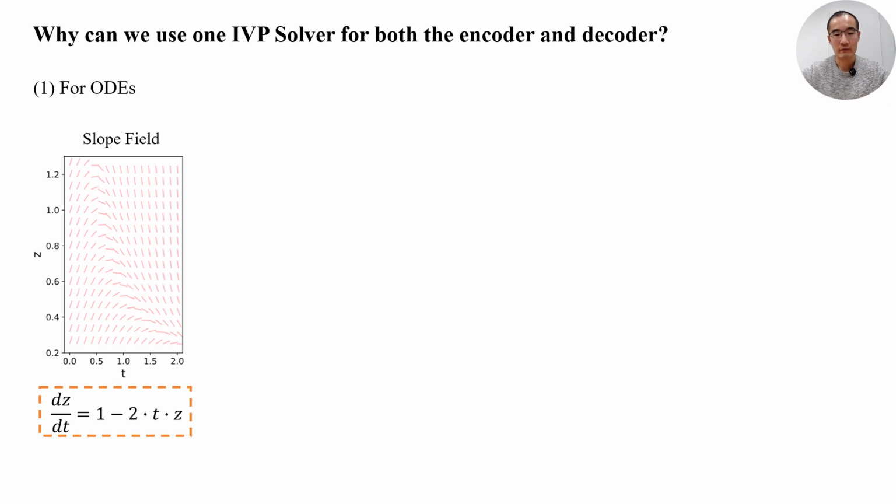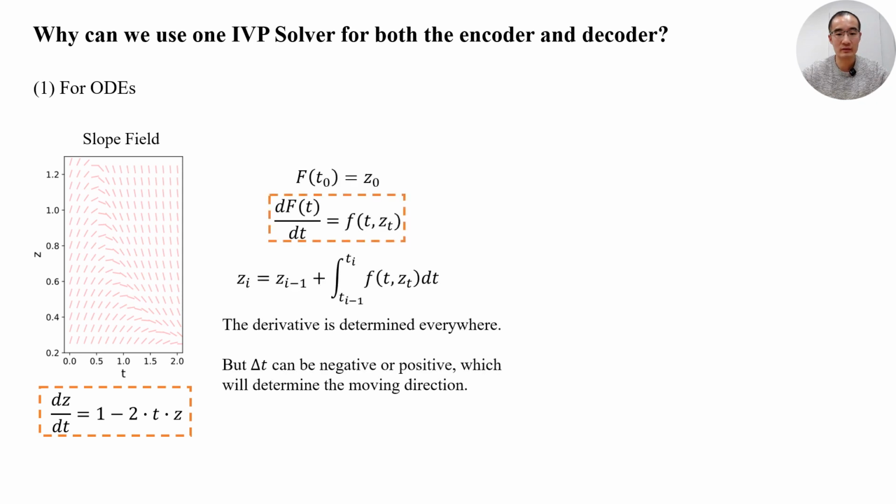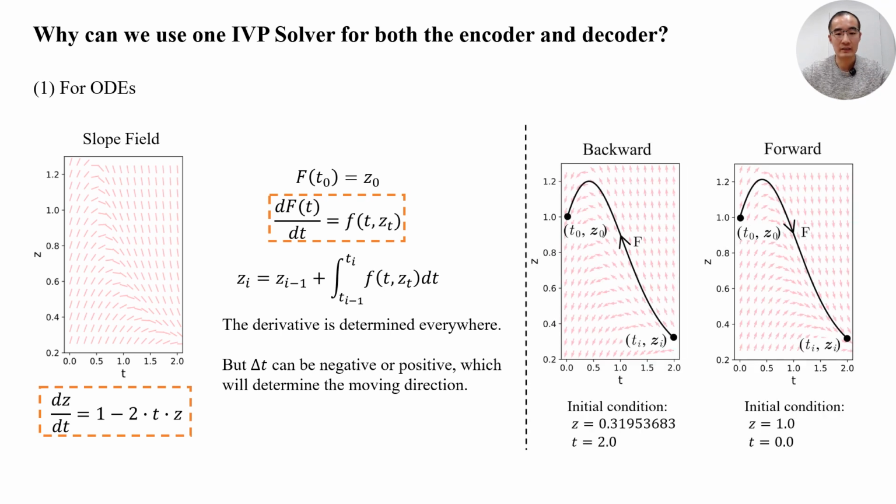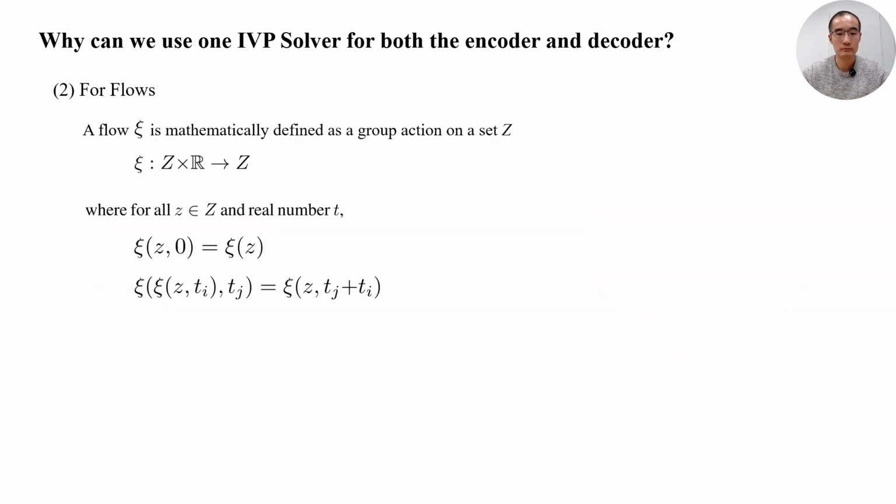More specifically, first, for the case of ODEs, taking an ordinary differential equation as an example, we can obtain its slope field, and the derivative is determined everywhere, but the delta t can be negative or positive, which will determine the moving direction along the slope. As shown in the figure, starting from different initial conditions, we can obtain the values at other timestamps using the Euler method. Zi and Z0 are on the same integral curve. One can calculate forward and backward using the same IVP solver.